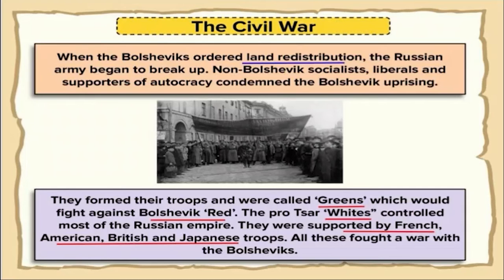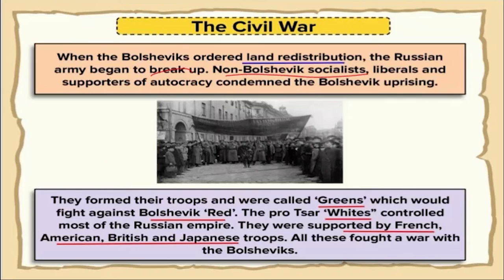Okay, which was expected to be the last war of this fight of socialism, isn't it? So what happened was, when the Bolsheviks ordered land redistribution, that collectivization should be done and land will be redistributed, the Russian army began to break up. Break up as in they said, no, no, no, this is wrong, we won't support you. Now, non-Bolshevik socialists, liberals and supporters of autocracy condemned the Bolshevik uprising.